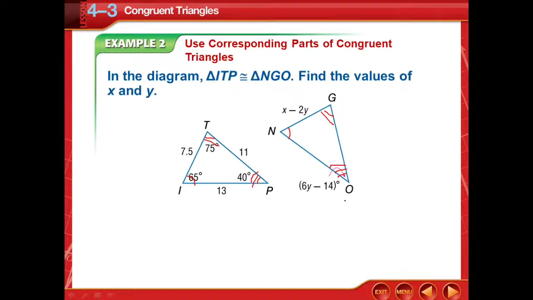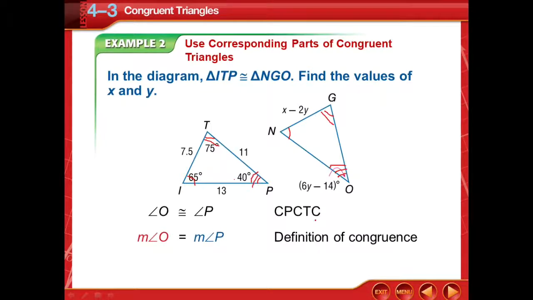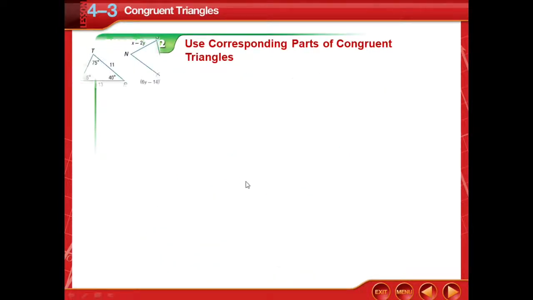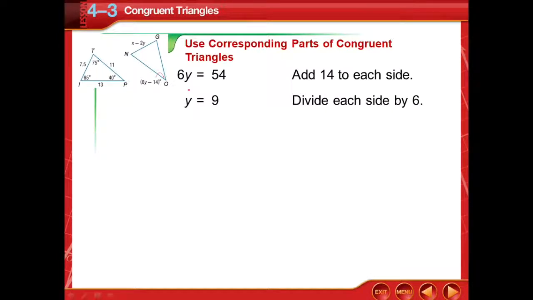So the first thing I notice is that 6y minus 14 is going to equal 40. Because angle O is congruent to angle P, and because corresponding parts of congruent triangles are congruent, O is equal to P. Therefore, 6y minus 14 is equal to 40. And if I look at my picture up here, I add 14 to each side and divide by 6, y is equal to 9.